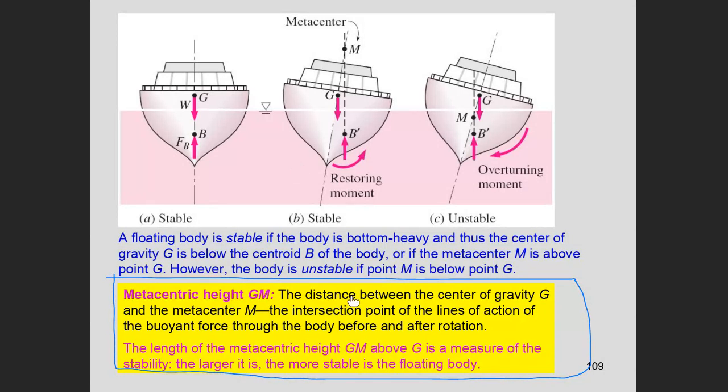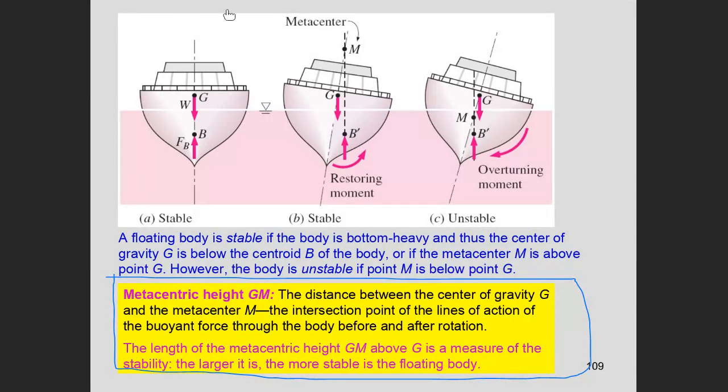So the metacentric height is the distance between the center of gravity G and the metacenter M, the intersection point of the line. What is M? M is the intersection point of the line of action of the buoyancy force through the body before and after rotation. The length of the metacentric height, GM, above G, is a measure of the stability. The larger it is, the more stable the floating body is. Right? So this is our criteria.